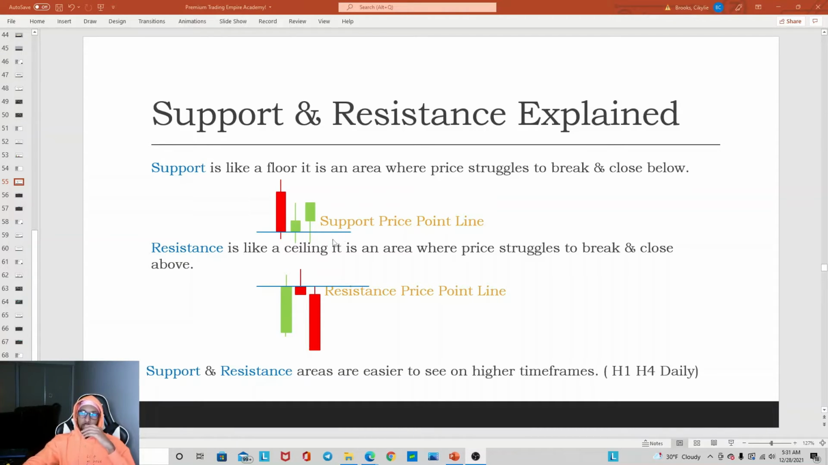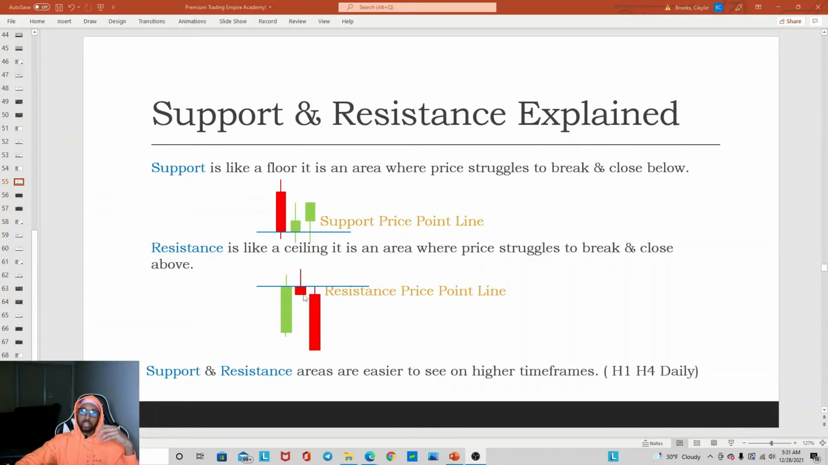Okay, so next we have resistance. Resistance is the ceiling. Say you jumping trying to touch the ceiling, but you can't break through the ceiling when you jumping and touching it, right? So that's what resistance is. It can't break through a certain area.